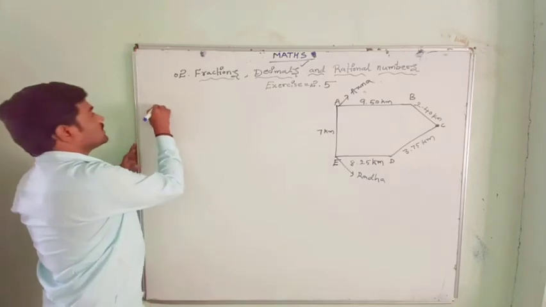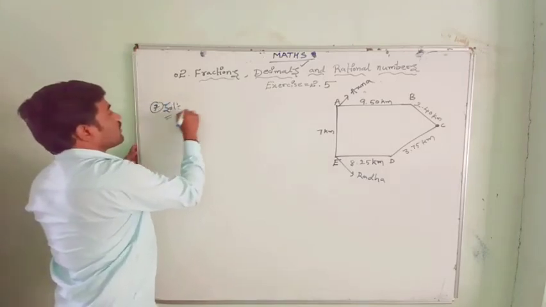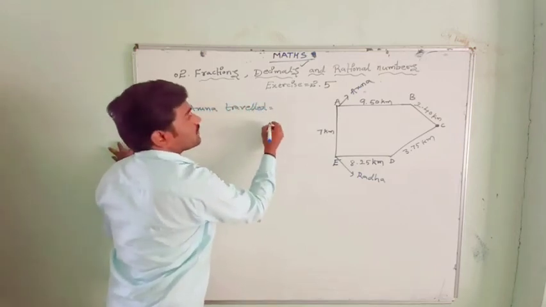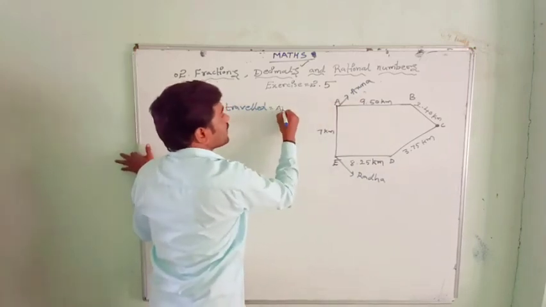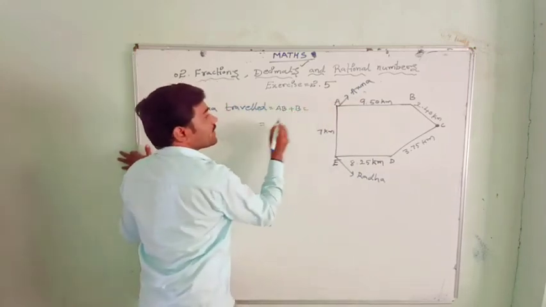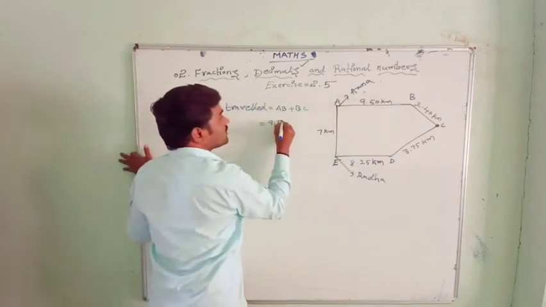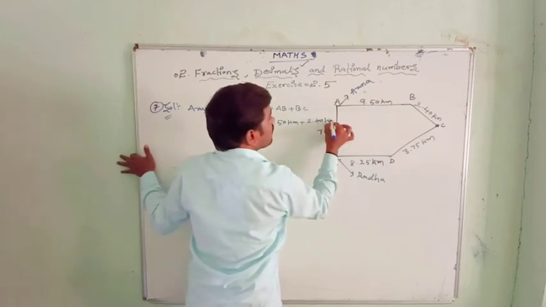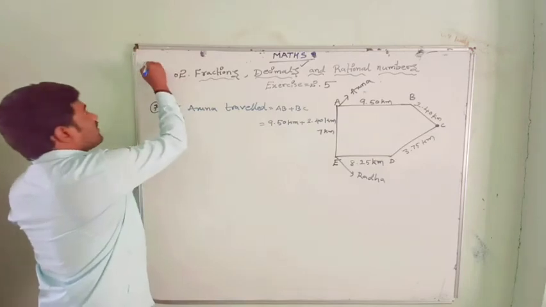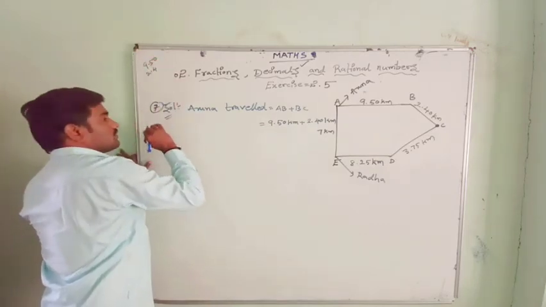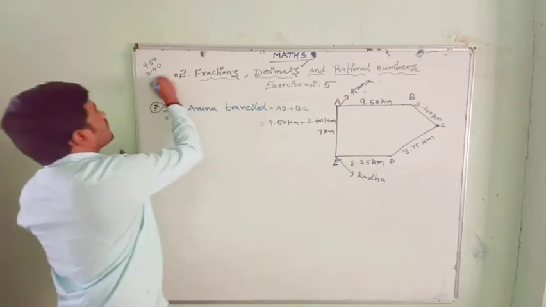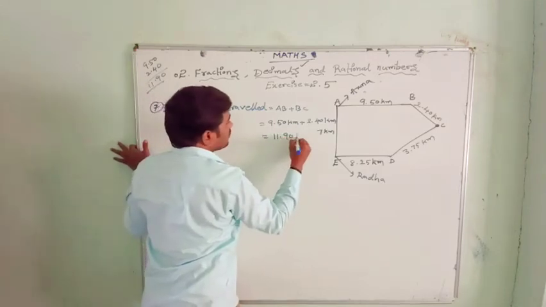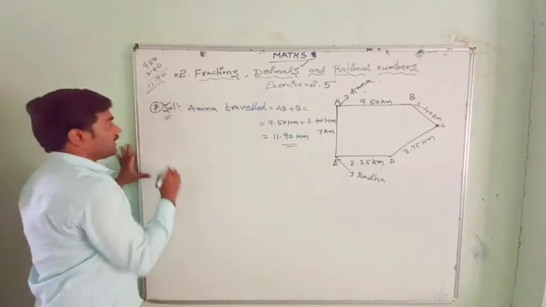Aruna travelled, let us see the solution. Aruna travelled is equal to how much? Here AB plus BC. That means AB equal to 9.50 kilometers plus BC equal to 2.40 kilometers. Here 9.50 and 2.40. Now let us add: 0, and here 9 and 2 is 11. 11.90 kilometers.